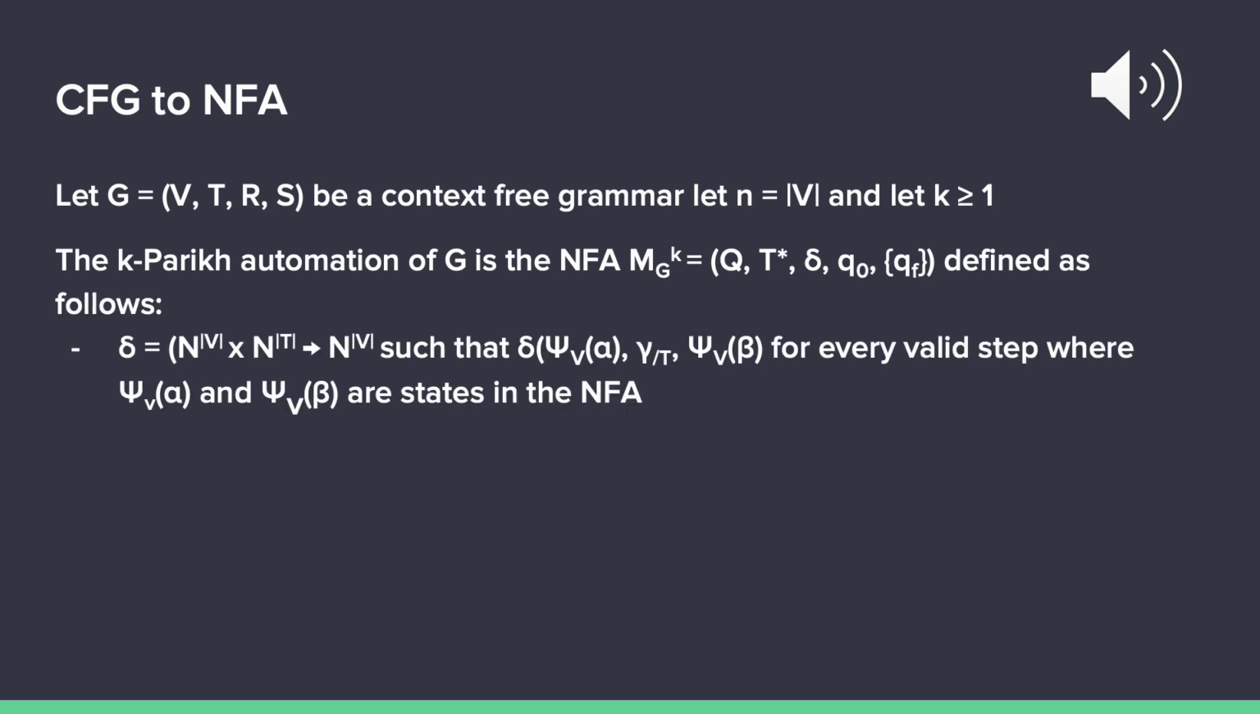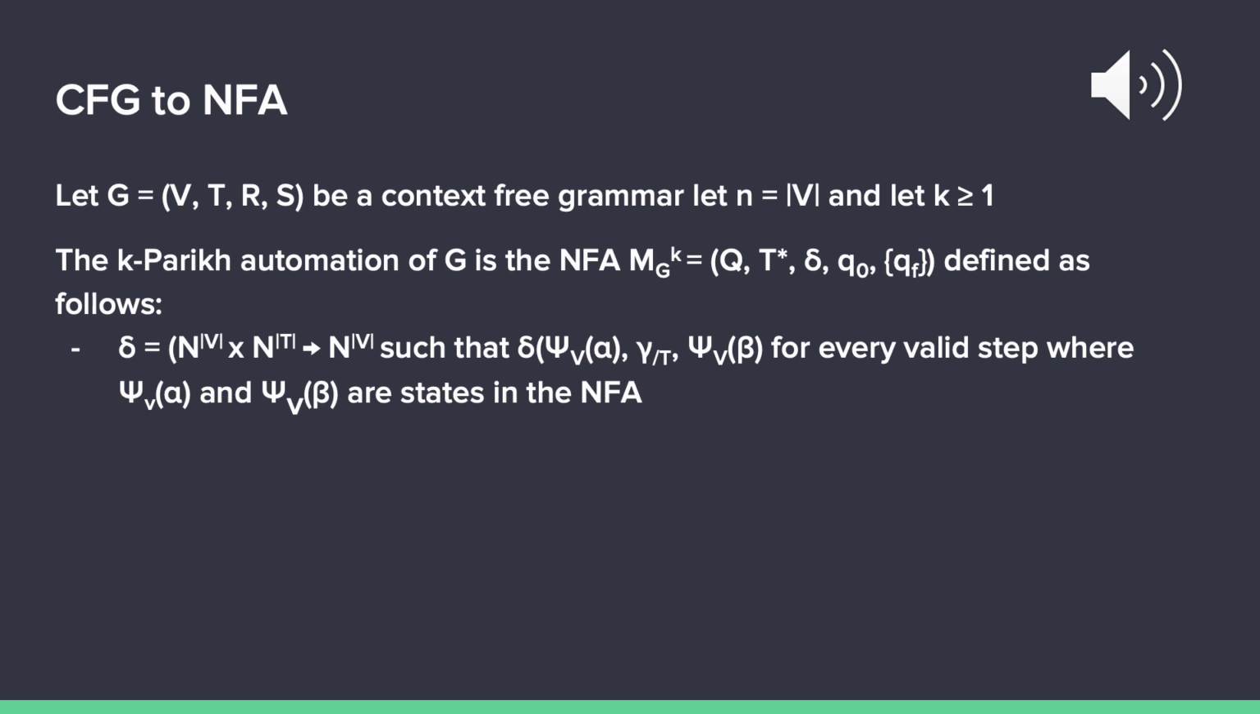So now let's go into the definition of delta, which are the transitions in the NFA. As we stated previously, Q is a set of states which are Parikh vectors. So what's happening here is we take a Parikh vector, and then by doing a transition, which is based off the terminals that are added in the CFG, we then reach another Parikh vector state.